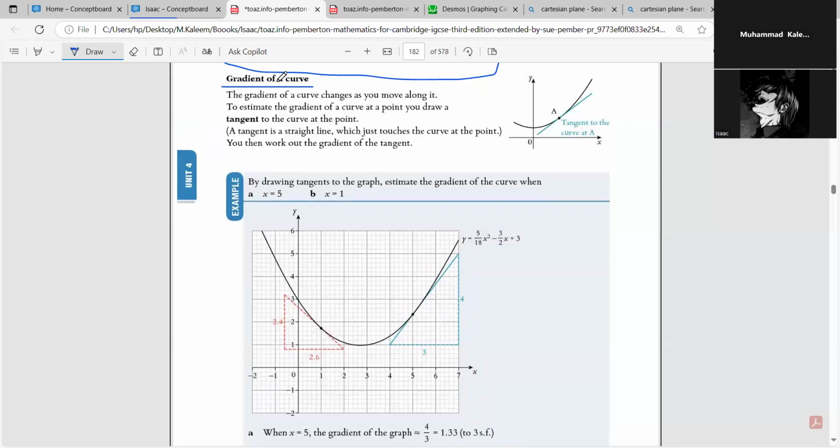And they are explaining one more thing here. The gradient of the curve changes as you move along it. To estimate the gradient of a curve at a point, you draw a tangent to the curve at the point.